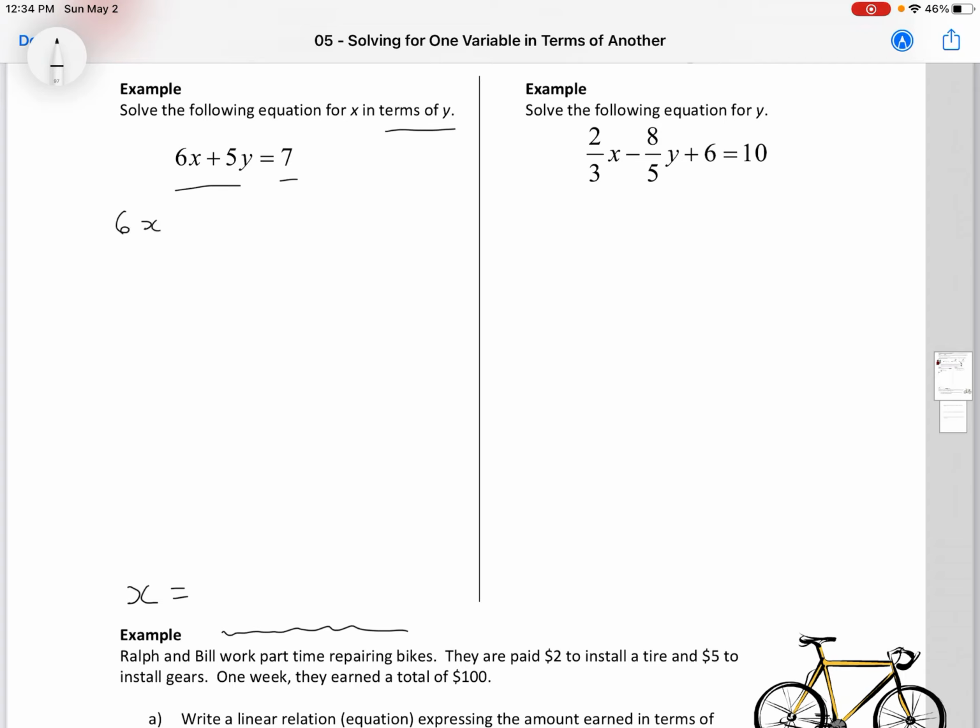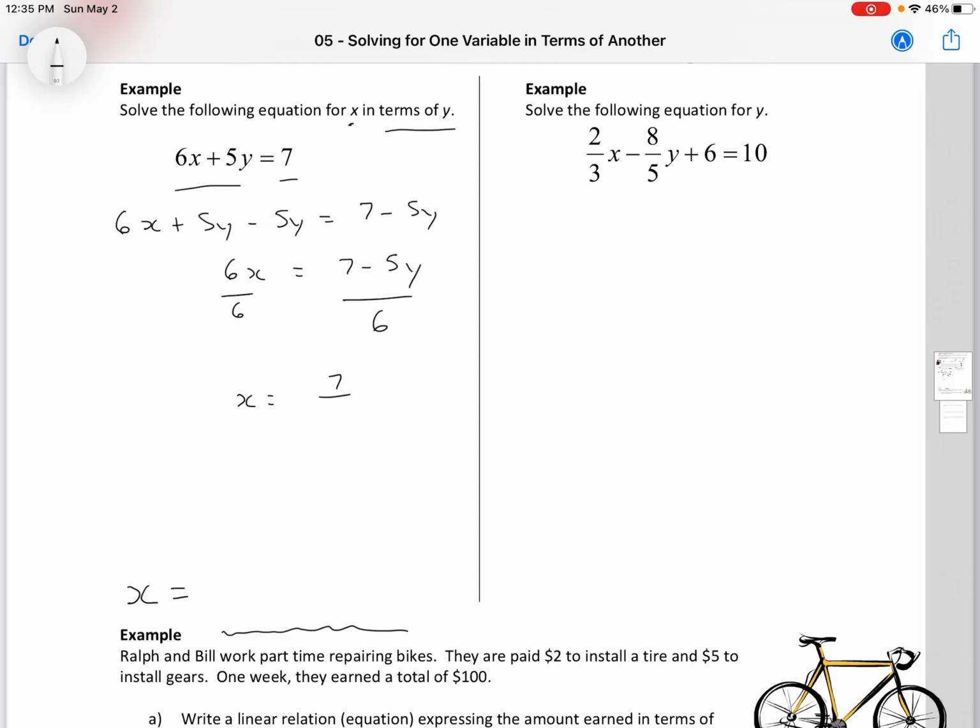So I'm going to use my algebraic tricks to get rid of 5y. I'm going to subtract 5y from both sides. I did that to the left side and also to the right side. On the left side, the 5y minus 5y cancel out, and I get 6x equals 7 minus 5y. And it said solve for x, not for 6x, so I've got one more step to go, which is divide both sides by 6, and I get x equals 7.